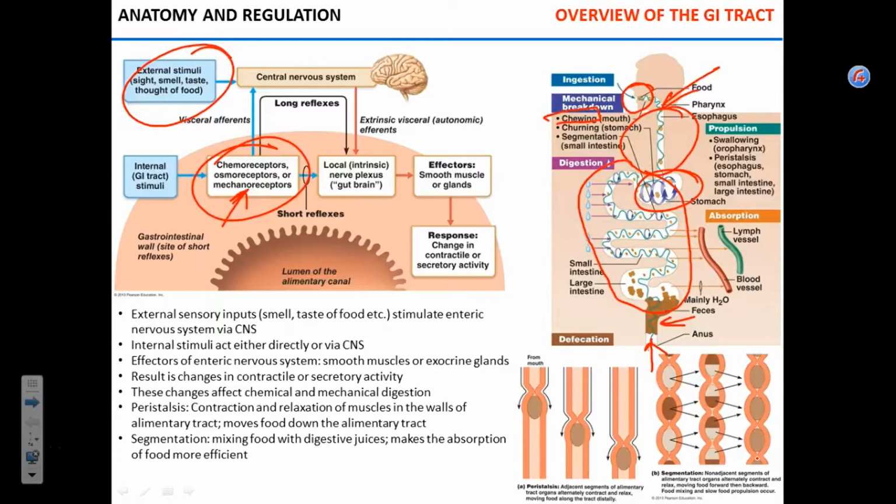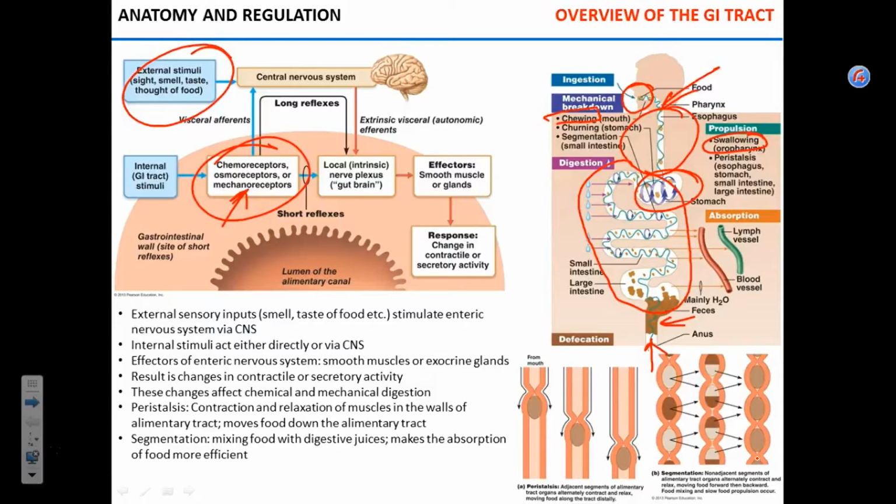Then, so that's mastication. After you masticate it, what do you do? You swallow. This is deglutition. This will be propulsion, movement of food. It's not necessarily a digestive activity per se, but you move the food down. Now, in the stomach, what happens to the food?